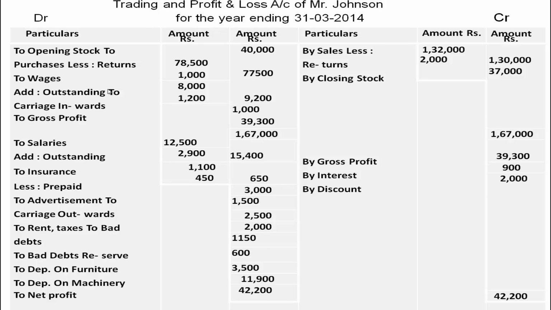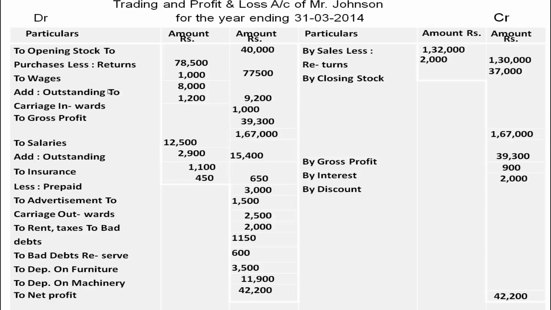77,500. And wages is given 8,000. We have to add the outstanding amount which is not paid, that amount is 1,200, and the final wages is 9,200. Now the carriage inward amount is 1,000. So these are all expenses, purchase and the opening stock for the debit side.